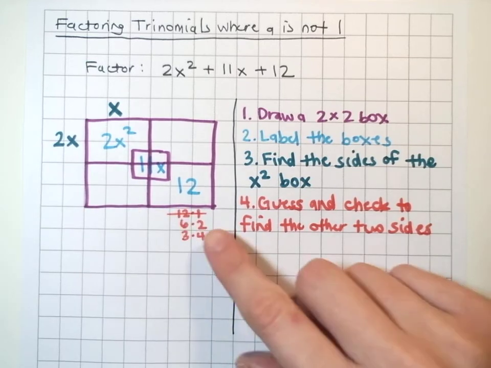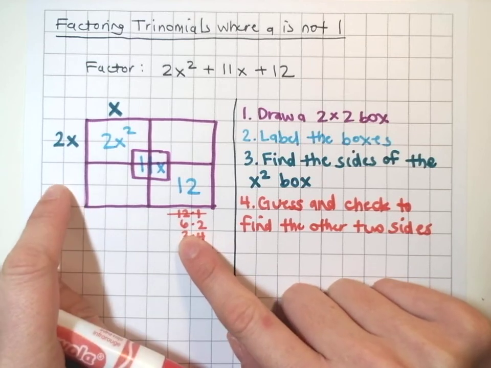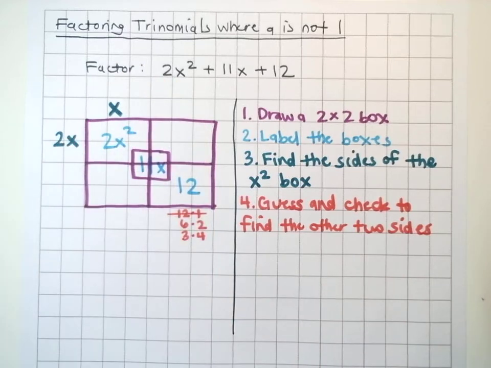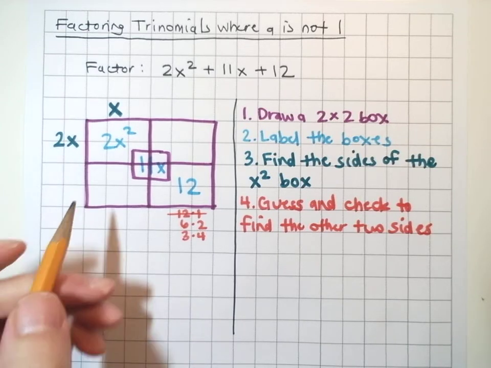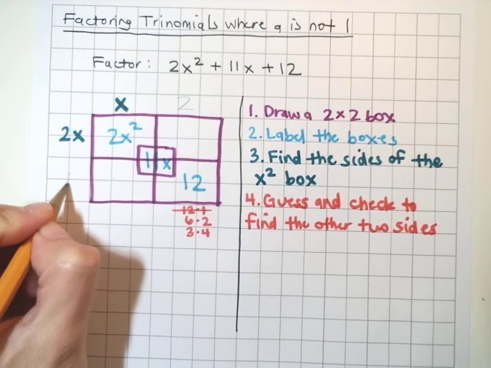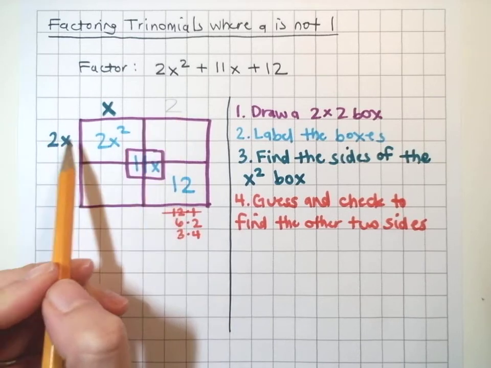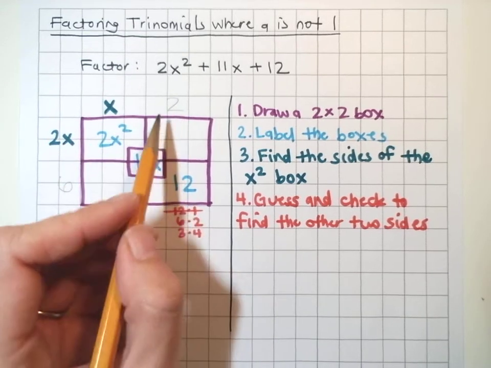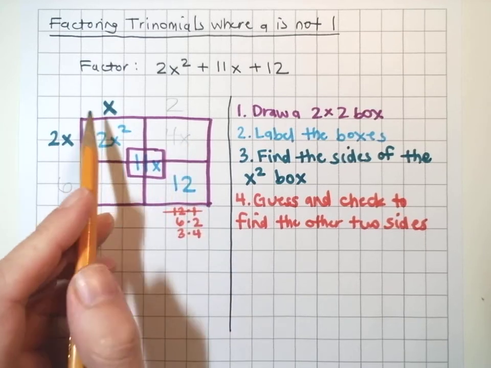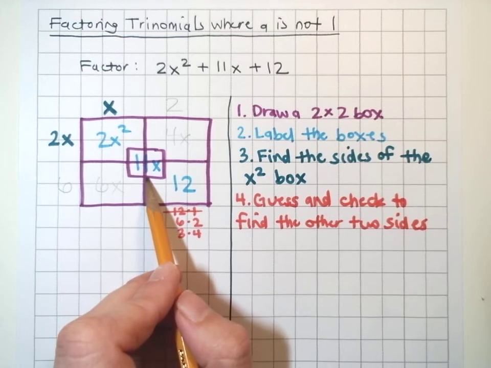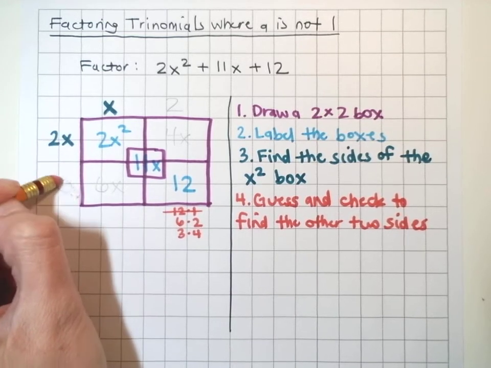If we put 6 and 2, we can put 6 here and a 2 here, and maybe I should write it with a pencil so that we can see. So let's say we put a 2 here and a 6 here. We'll do it with pencil because we might have to try something else. So 2 times 2x would give us 4x. 6 times x would give us 6x. 6x plus 4x does not add to our 11x.